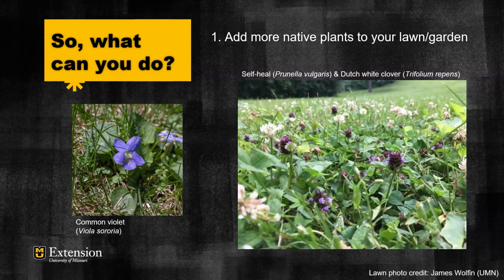your lawn. So common violet is a native plant we have here in Missouri. We have many different species of violet that are native. It's low growing, so you could still mow your grass and you would not end up hurting the flowers. Self-heal is also native and supports a really wide diversity of pollinators. And then Dutch white clover, although it's not native, supports a distinct group of native pollinators, distinct from self-heal.